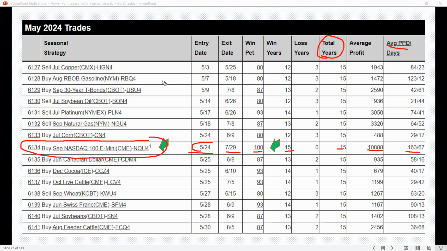And then there's others I like to do, with the energy side, there are things like RBOB gasoline. Here's that. And that's an 80% winning rate. So 12 out of 15 years. Okay, so you can pick and choose what you're looking at. Here's one that was a July platinum. So the metals have had a great run, and here's platinum, 14 out of 15 years. And then we can dive down and break it down in even more detail.